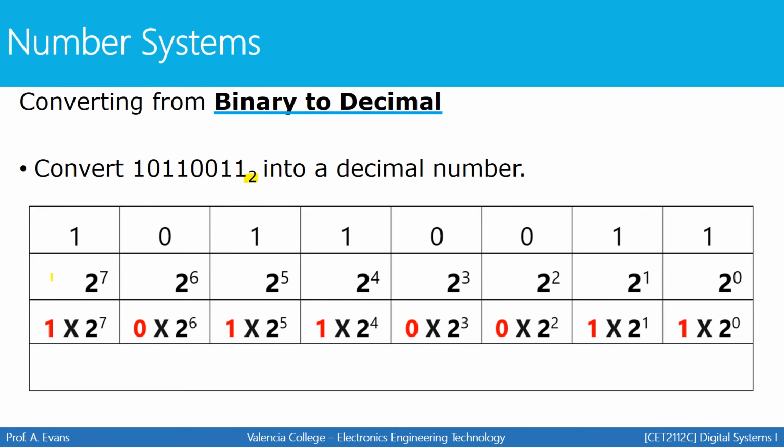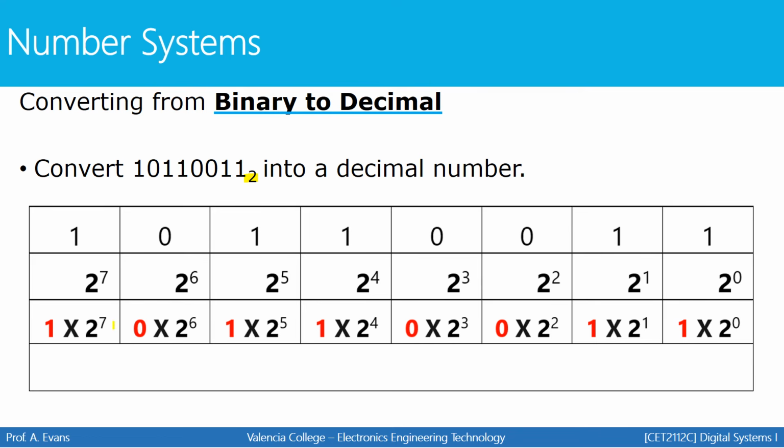So I'm going to be taking each place value, multiplying by either a 1 or a 0, depending on each digit in the number. And then we're going to add up these place values.